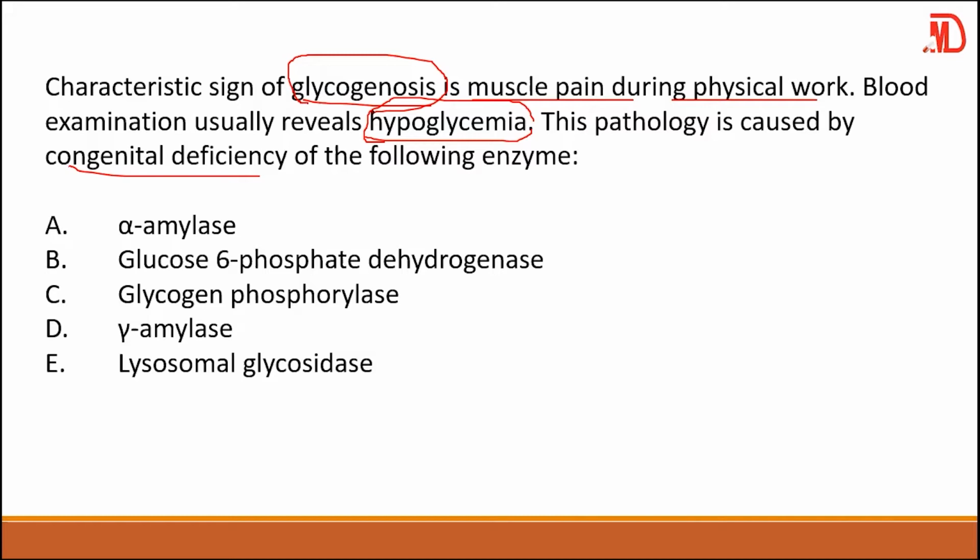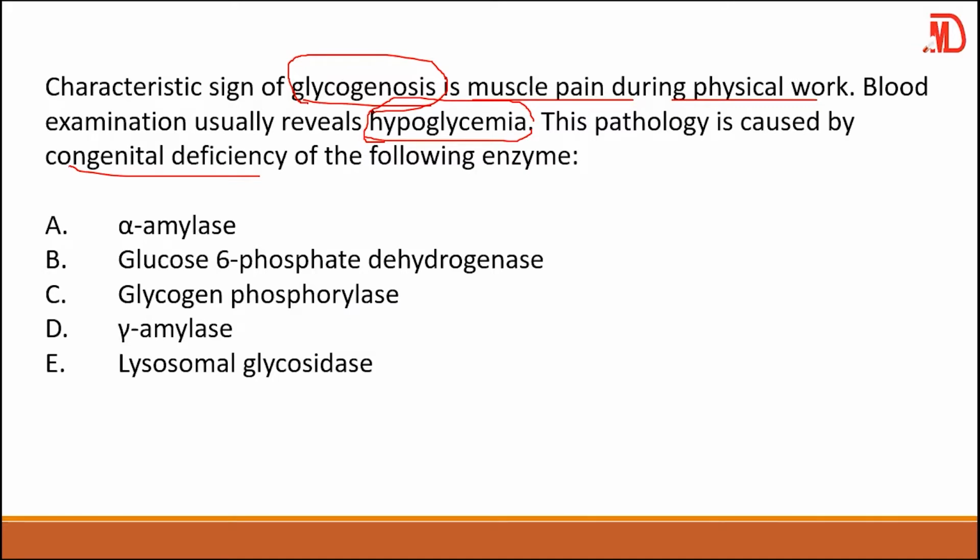Now, glycogen is the storage form of glucose. So don't get confused. Glycogen is simply the storage form of glucose. And we know that it is when glucose is broken down that you and I can get energy. So in case glucose is not broken down, it means that energy cannot be produced. And when energy is not produced, what happens? You can get tired easily and things like that.